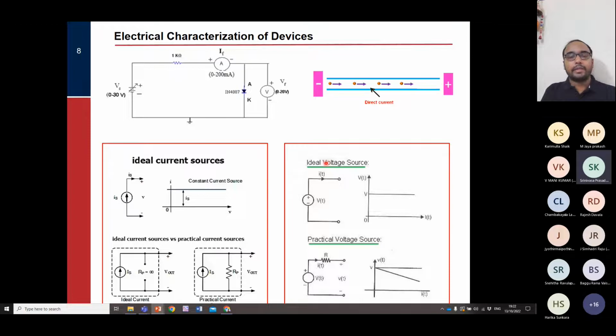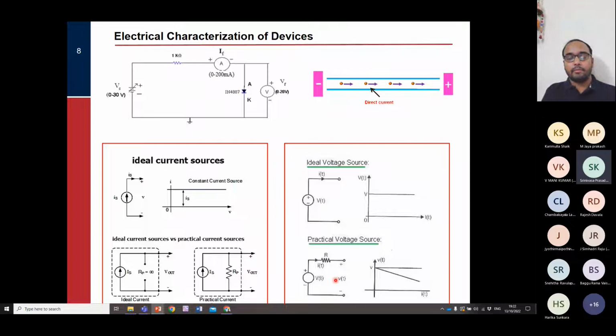On the contrary, if we look at a voltage source, then here we expect that an ideal voltage source should deliver a voltage which is independent of the current which is drawn from it. Now, that of course does not happen, because that means there is no internal impedance attached to this voltage source.